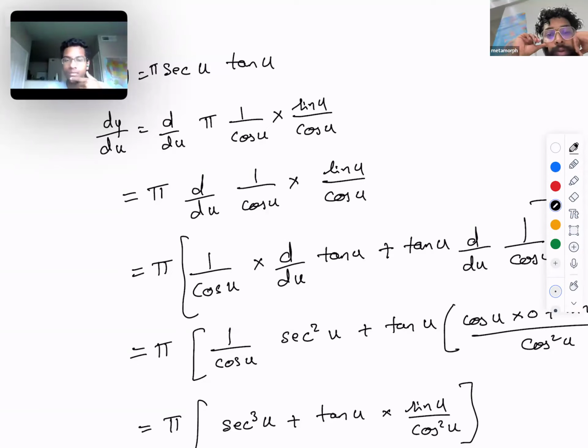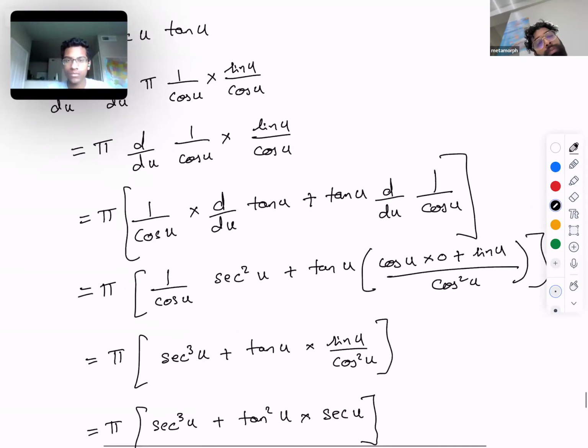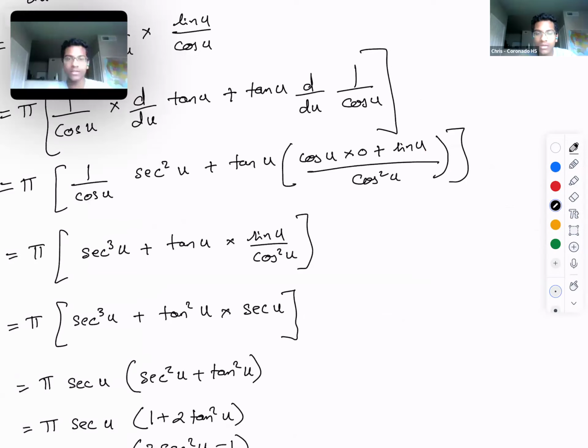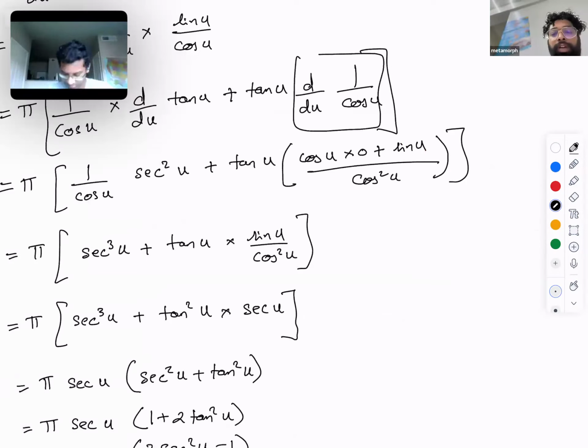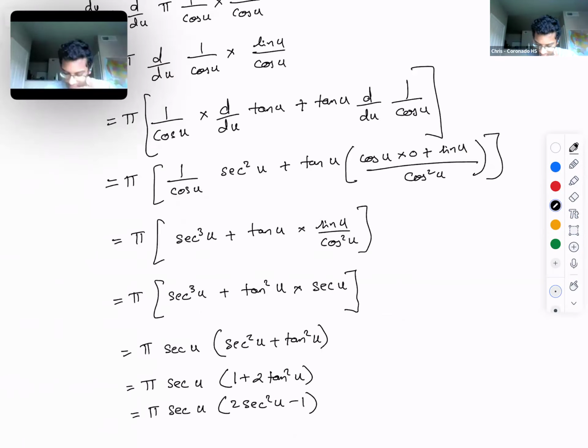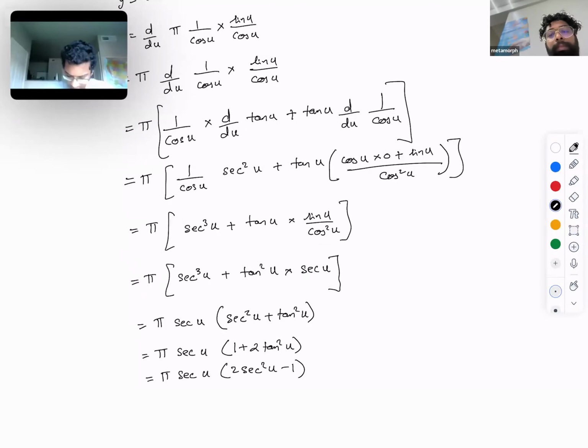Product rule, yeah. But then you don't know the derivative of sec u, no? We found that out here. Look here, that's the derivative of sec u. We solved it to get this. I don't know, I think I just assumed it was one. Did you do d by du of 1 over cos u as 1 over sin u minus sin u?